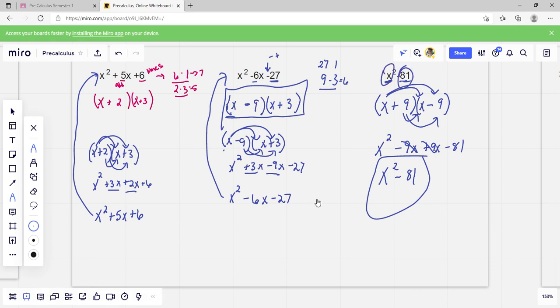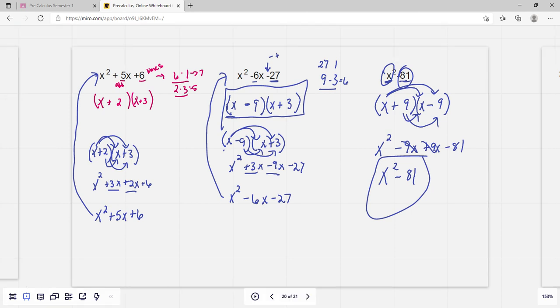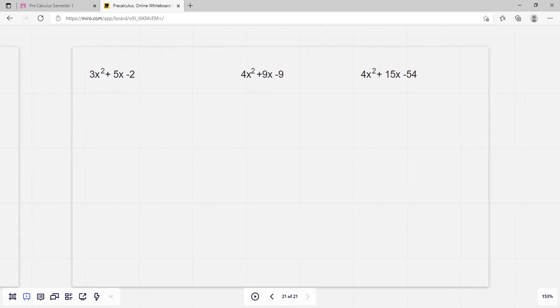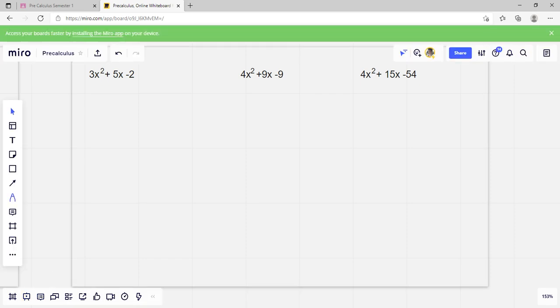All right, so now moving on to something a little different. This is factoring when your coefficient of x squared is not 1. So on all the ones we've done before, the coefficient of x squared, that very first number, has been a 1.